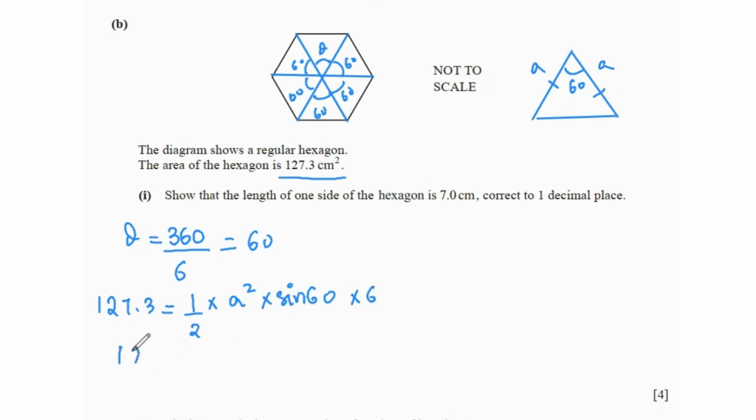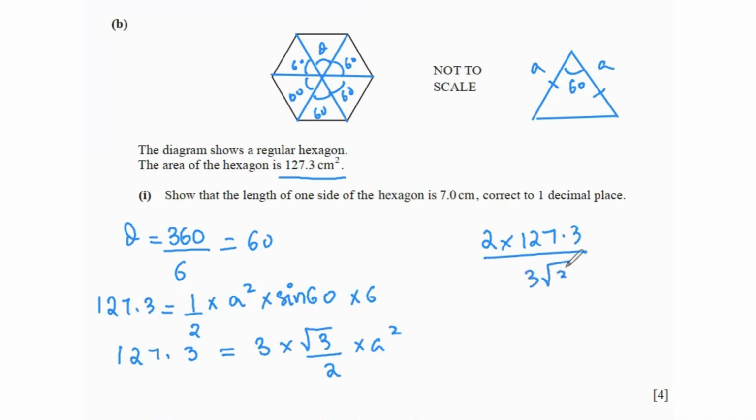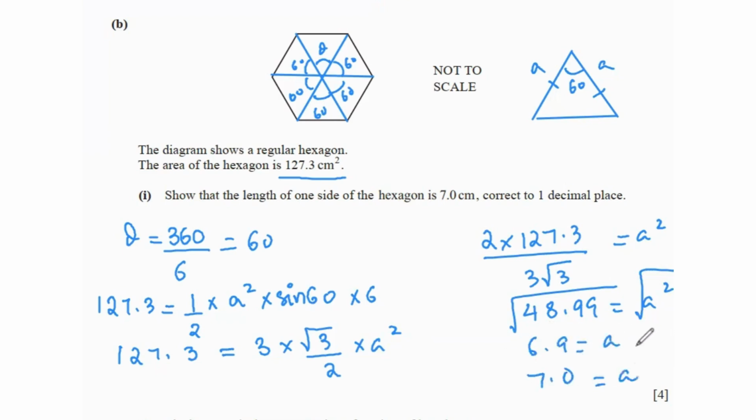6 divided by 2 is going to be 3, so 127.3 equals 3. Sine 60 is root 3 over 2 times a squared. So 2 times 127.3 divided by 3 root 3 equals a squared, which gives us 48.99 equals a squared. Square root both sides. That's 6.9 equals a. Round that to 7.0. So that's your answer.